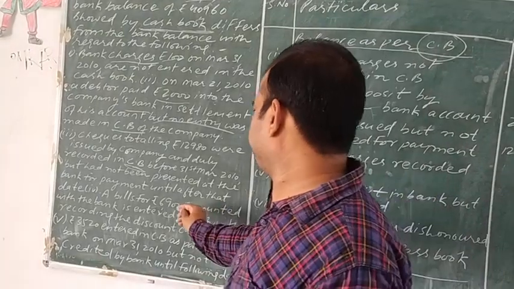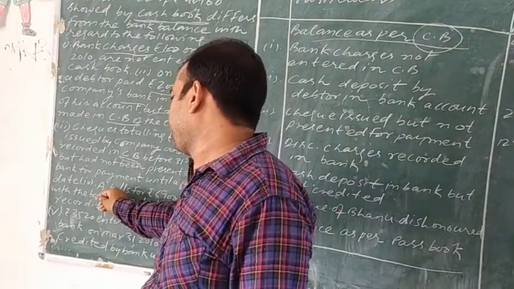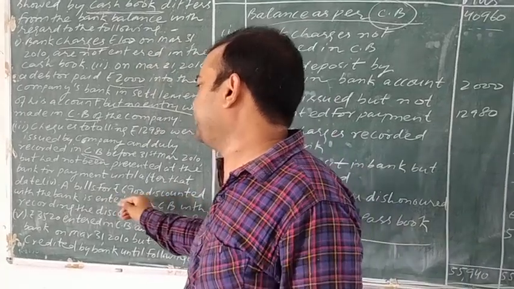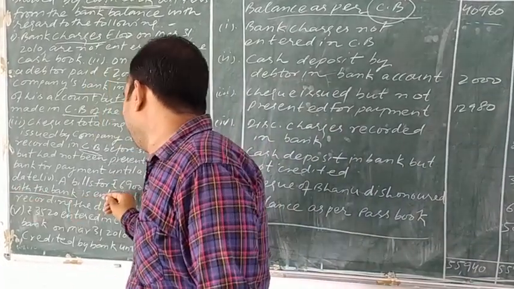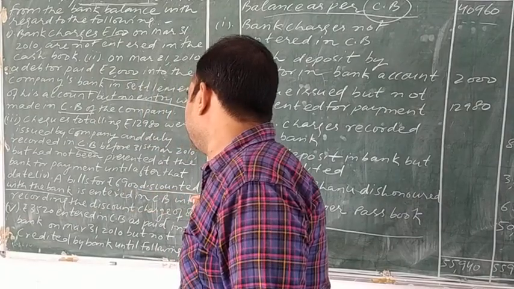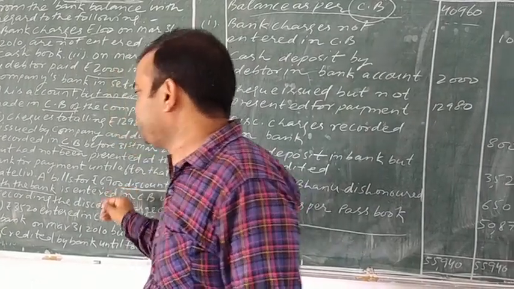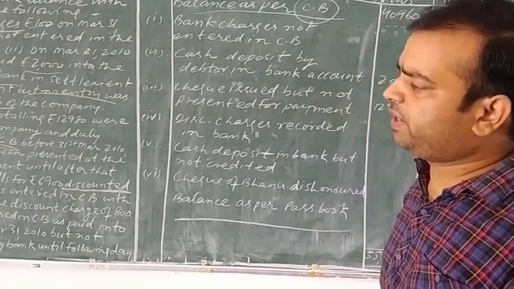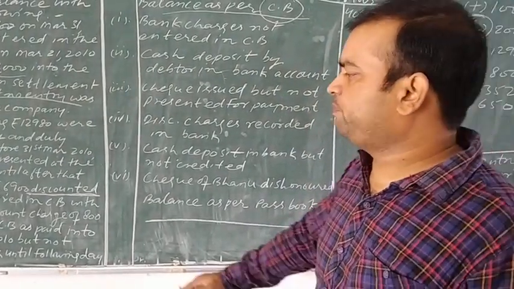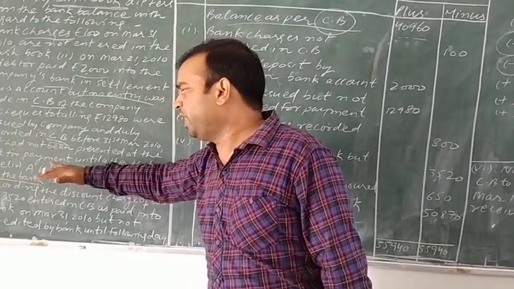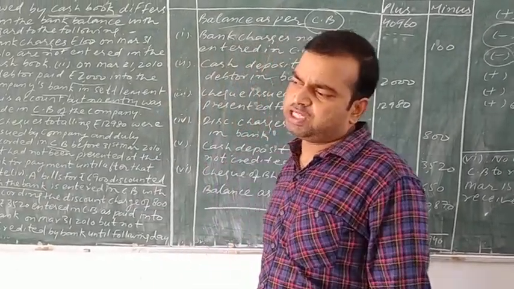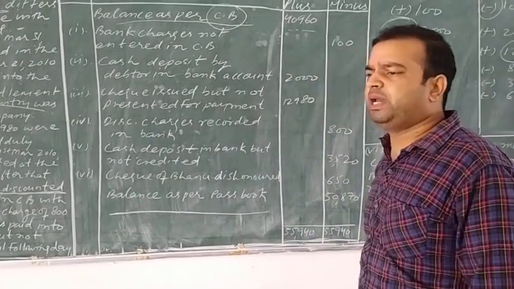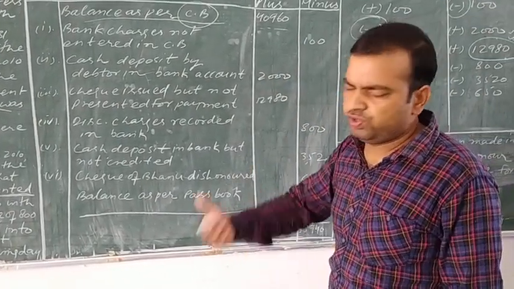Now see the next transaction. 4. A bill for rupees 6,900 discounted with the bank. Discounted with the bank means the bill is encashed from the bank. Okay? Discounted with the bank here means that this bill is a bill receivable. Bill receivable is that bill whose payment is to be received by the business unit in the coming future.